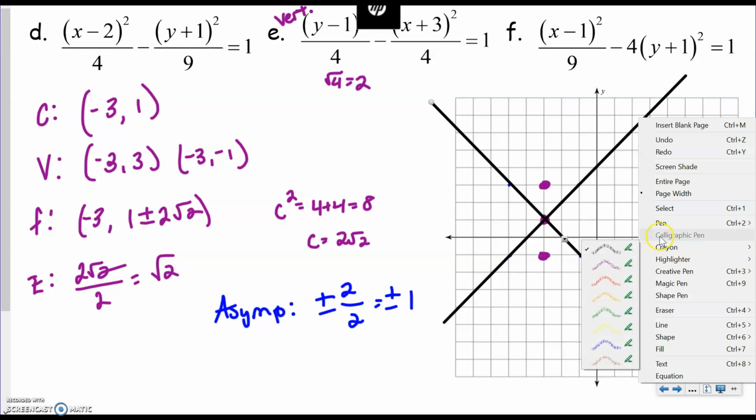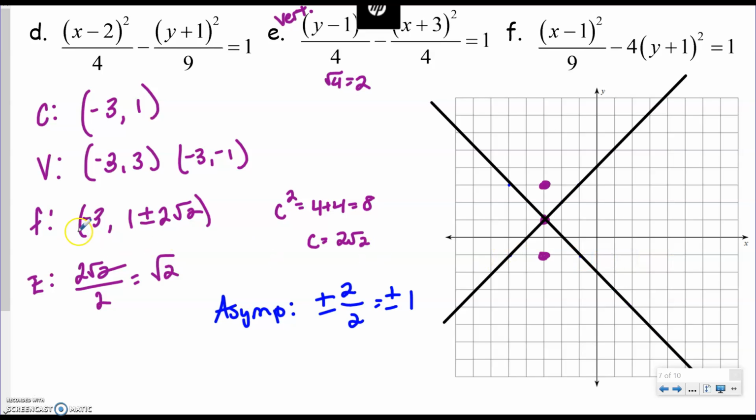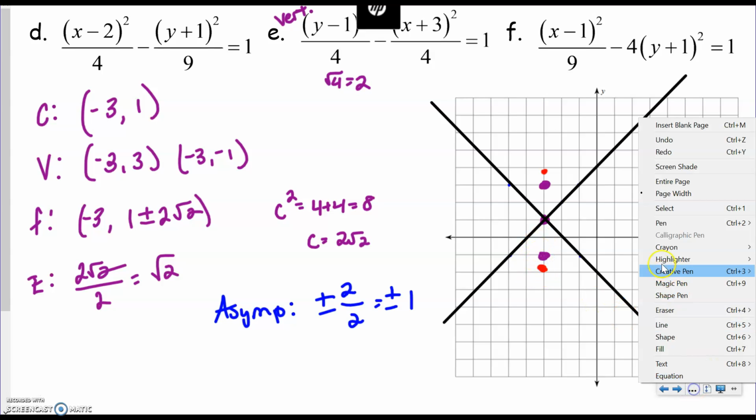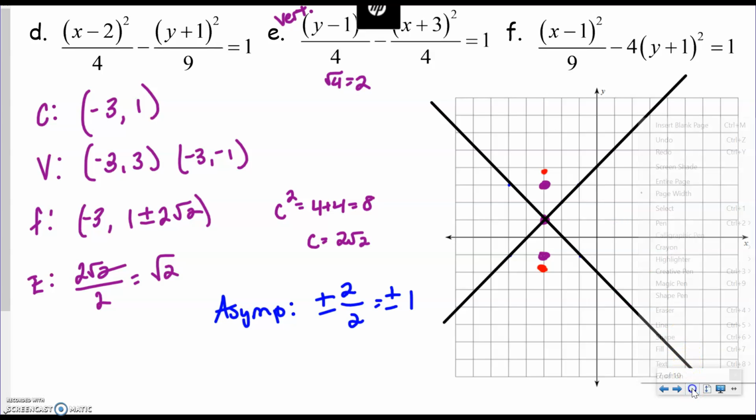Okay, and then I am going to plot my foci. If you find this as a decimal, 1 plus the square root of 8 is 3.82. So 1, 3.82. And 1 minus the square root of 8 is -1.82. So 1, -1.82. And then go ahead and draw in your hyperbola. So there's one, and there's another. And we're good there. Okay, not too bad.